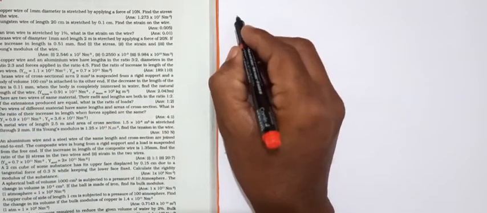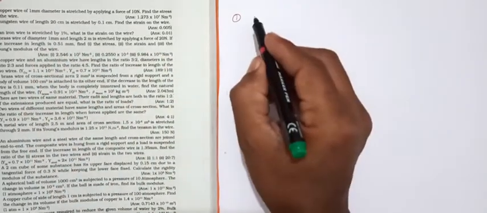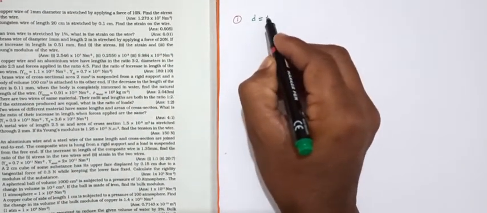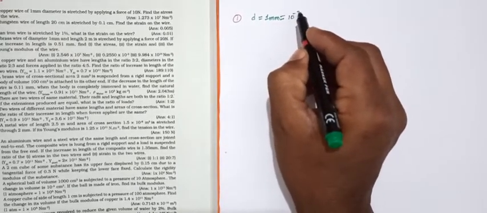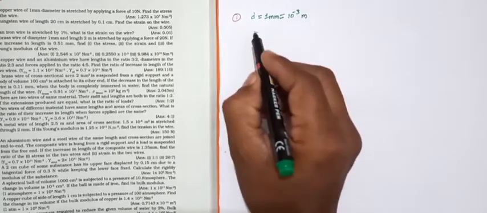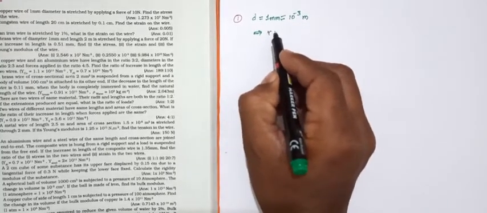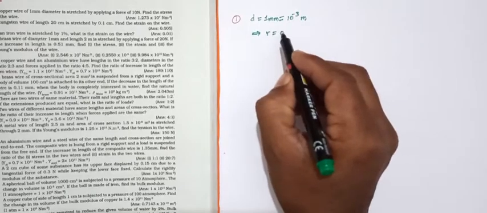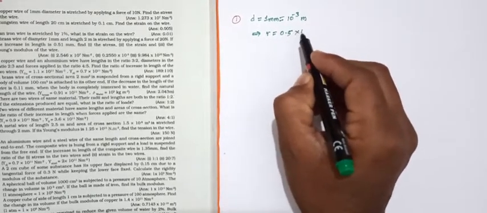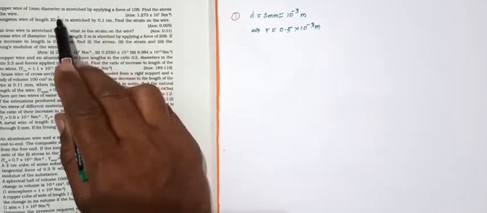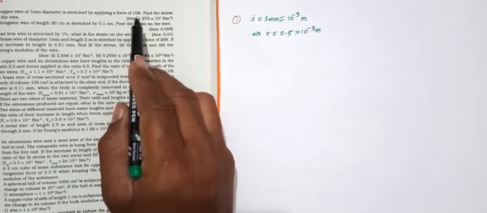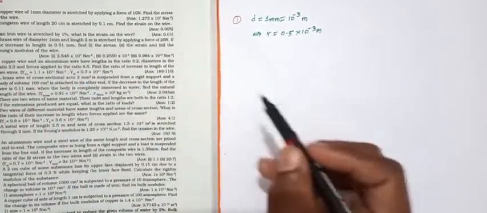Okay, here is problem number 1. A copper wire of 1 millimeter diameter. So the diameter D equals 1 millimeter, and 1 millimeter equals 10 to the power of minus 3 meters. From this, the radius R equals 1 by 2, that is 0.5 into 10 to the power of minus 3 meters. This is the diameter, and it is stretched by applying a force of 10 newtons. Find the stress of the wire.